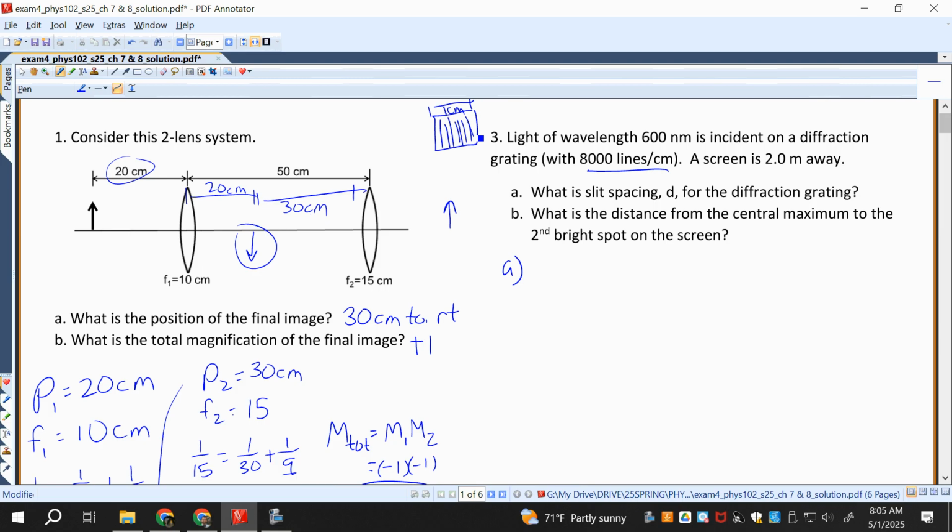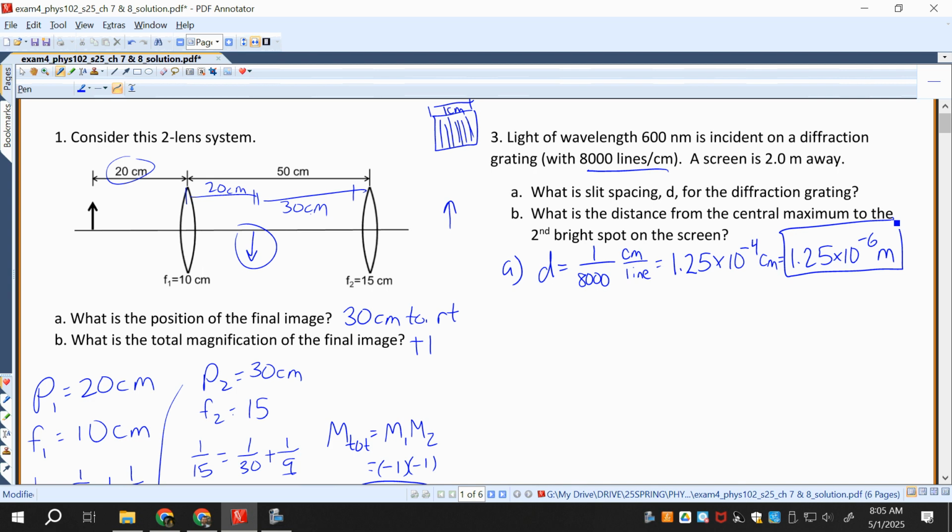And I want to know what is the separation between an individual slit. To find that, I just take the inverse of that 8,000. That's going to be in centimeters per line, or 1 over 8,000, which is equal to 1.25 times 10 to the minus 4 centimeters, which is 1.25 times 10 to the minus 6 meters. Okay, so that's the first answer. I would take it in centimeters, but you're going to need it in meters for the next one. So if you report it in centimeters, I didn't count off, as long as you had the unit correct.